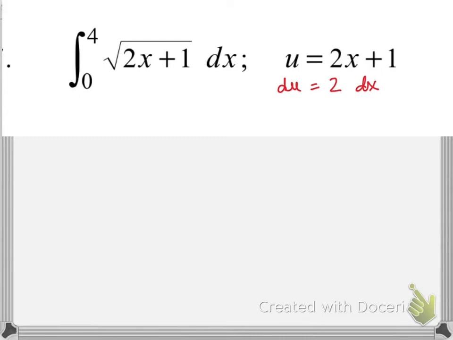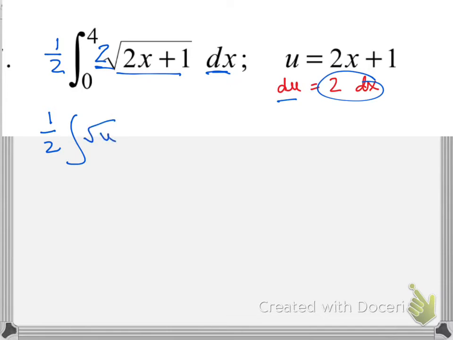So I don't have the 2 that I need. I'm going to put that here and balance it out with a 1/2. Okay? Now, rewrite everything. The 1/2 comes down. The integral comes down. And the 2 and the dx together make du. And then this is the square root of u. So we have the square root of u du.